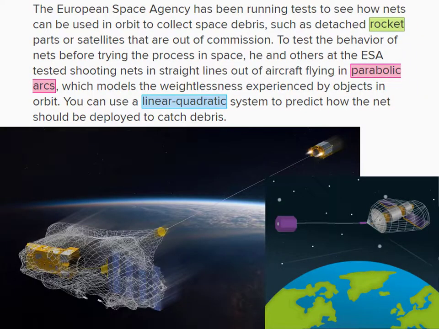The European Space Agency has been running tests to see how nets can be used in orbit to collect space debris, such as detached rocket parts or satellites that are out of commission. To test the behavior of nets before trying the process in space, he and others at the ESA tested shooting nets in straight lines out of aircraft flying in parabolic arcs, which models the weightlessness experienced by objects in orbit. You can use a linear quadratic system to predict how the net should be deployed to catch debris.